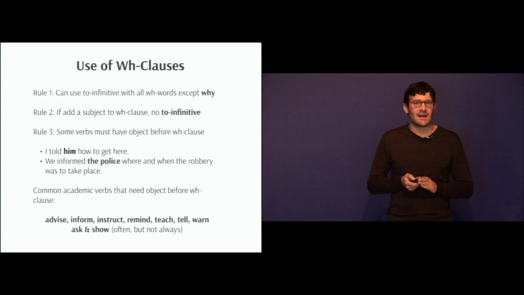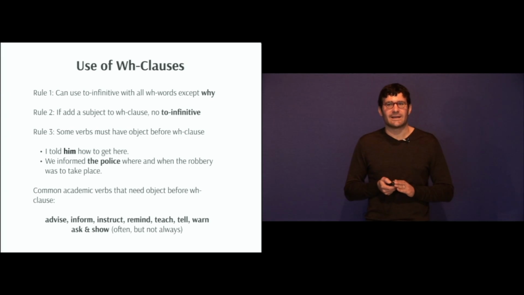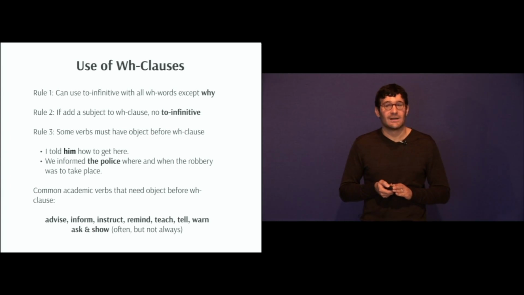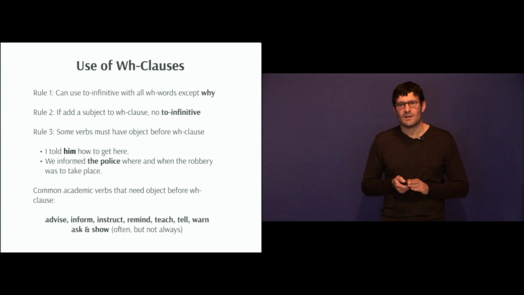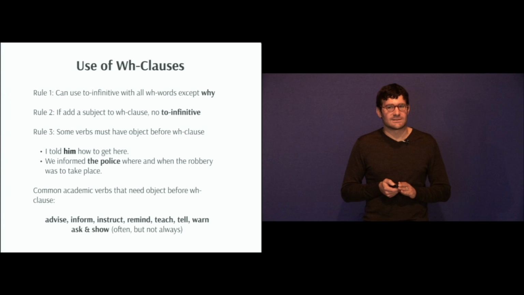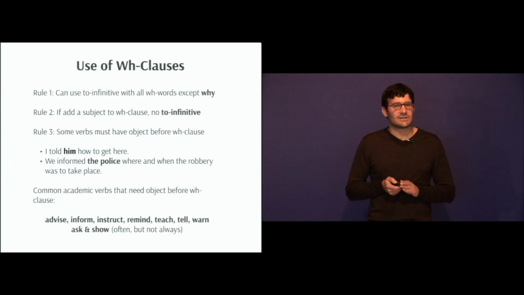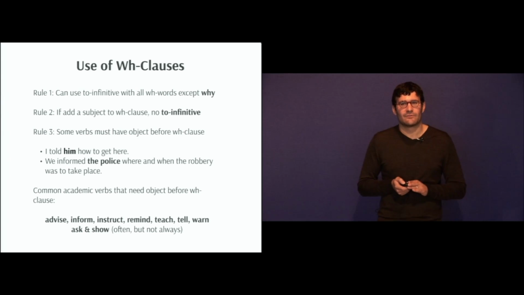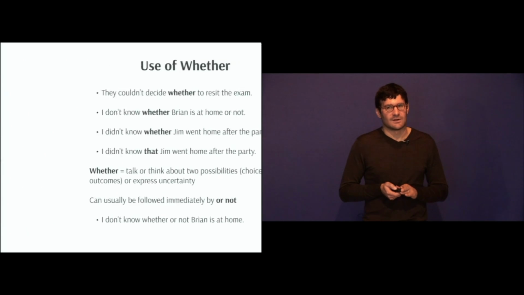So with the verb to tell, to inform, you can't say I told how to get here, and you can't say we informed where and when the robbery was to take place. You need an object there in front of the WH clause, or behind the verb, to tell and to inform. So the following common academic verbs need an object before a WH clause: advise, inform, instruct, remind, teach, tell, and warn. And the two verbs ask and show often, but not always. And so those are the verbs that need an object before a WH clause.